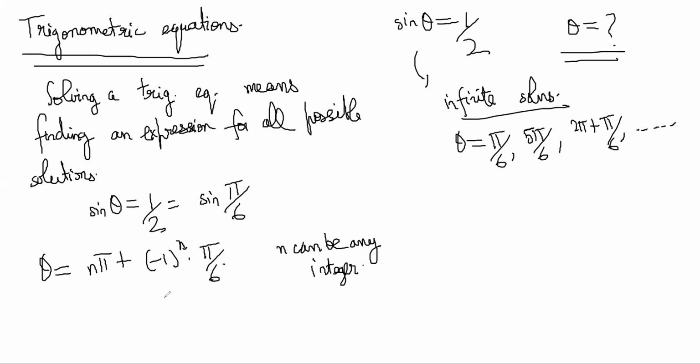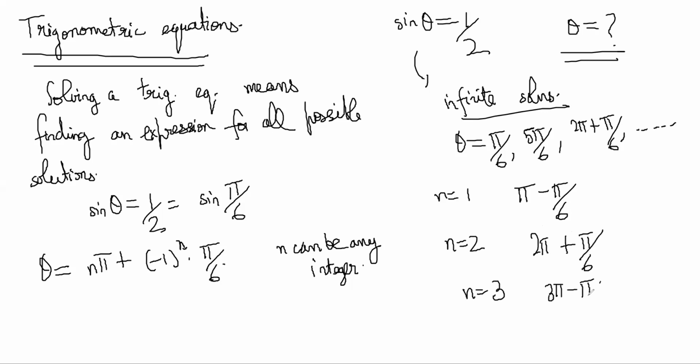If n is equal to 1, what do you get? Pi minus pi by 6, right? n is equal to 2, you get 2 pi plus pi by 6. n is equal to 3, you get 3 pi minus pi by 6, which is the same as 2 pi plus 5 pi by 6. You are getting all the values, no? And n can be any integer from 0 onwards. Every integer, you will get all the possible values. You understand?